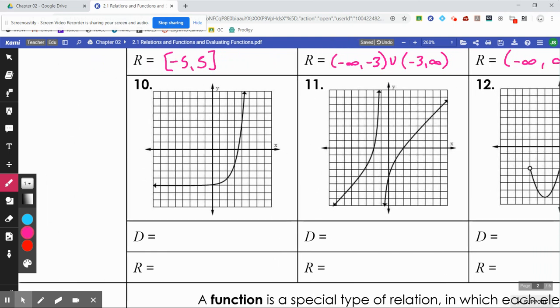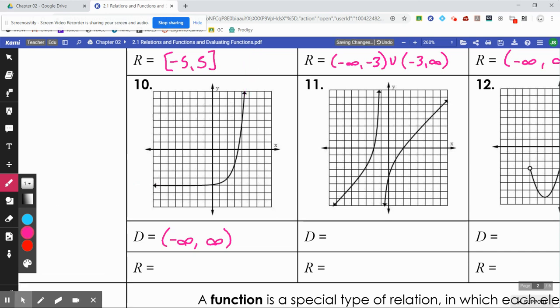Number 10, looks like you've got some sort of exponential type graph here. Now this thing, we're going to assume that it continues tapering over. So it goes left forever, and it eventually is going right forever. It's going more slowly to the right. So my domain is going to be any value, but my range will not be.